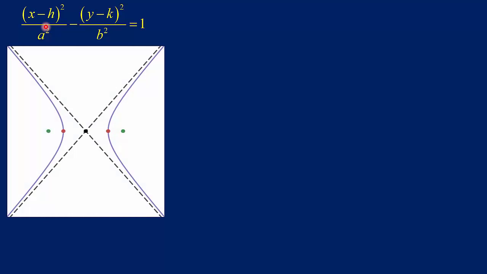Okay? So look, let's look at this example. Here we have horizontal transverse axis. Looks like this. Here I've labeled the parts we need. We need the center, the foci and the vertices, and the asymptotes. (h, k) is the center.